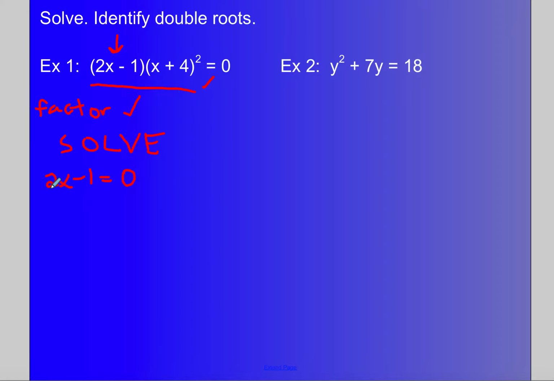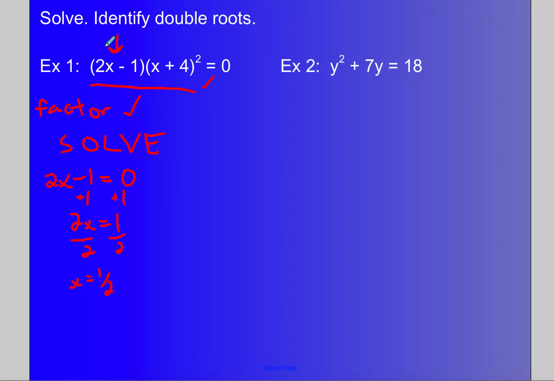If I can figure out what I could plug in for x to make what's in this parentheses equal to 0, then it would make this whole equation 0. So how would we solve this? Well, we'd have to add 1 to both sides, and then we'd have 2x equals 1. And then these are connected by multiplication, so I'd have to divide both sides by 2. And I would get that x is equal to 1/2.